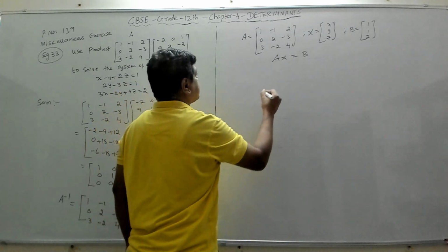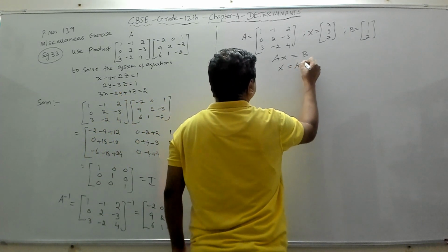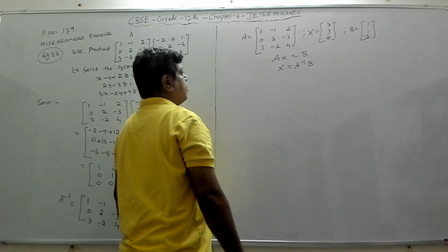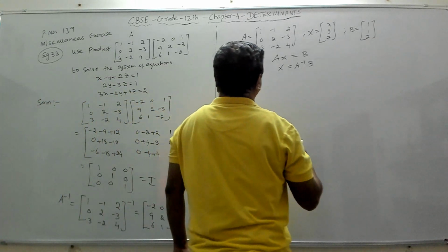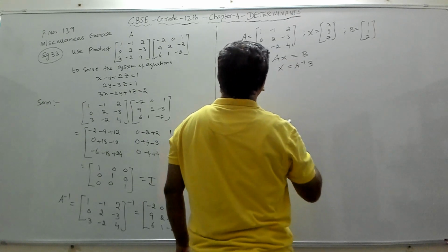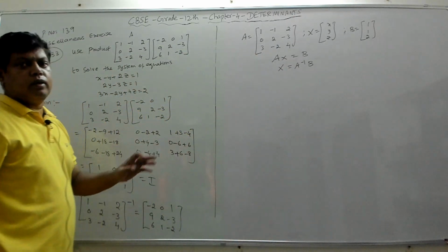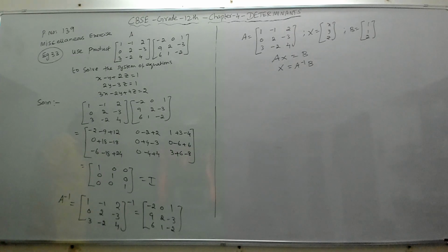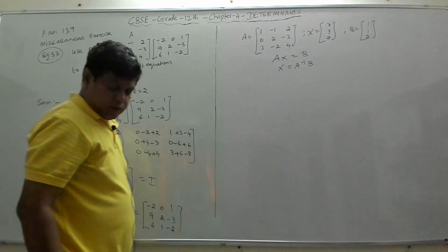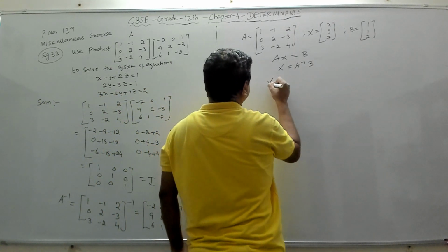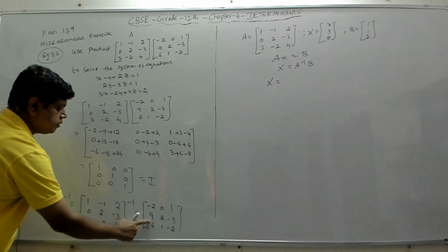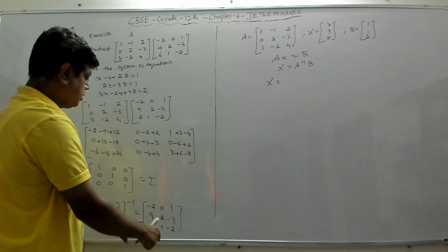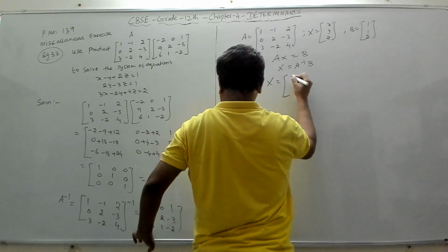So, what is our X? Our X is A inverse B. Right? So now, what is our A inverse? The A inverse is given. So X equal to A inverse B. A inverse is what? This matrix. This is the inverse of this matrix.